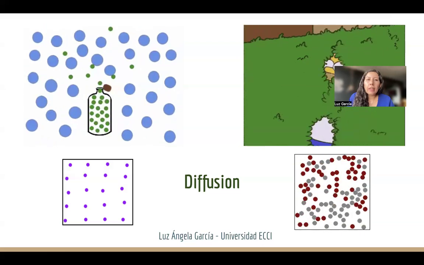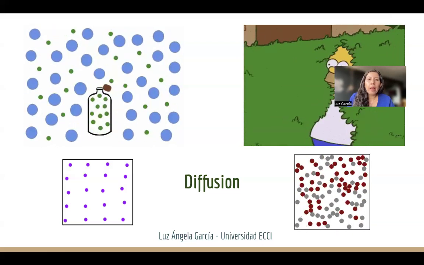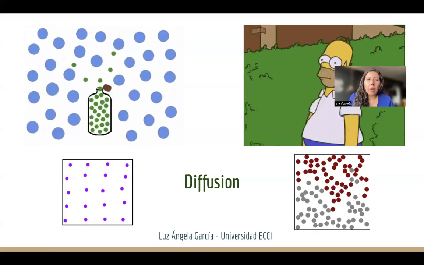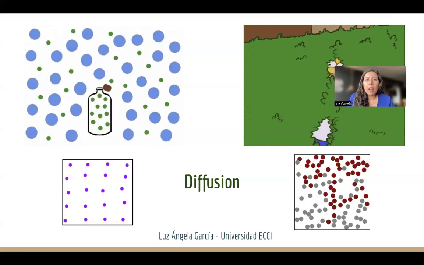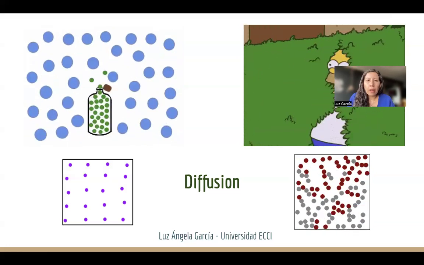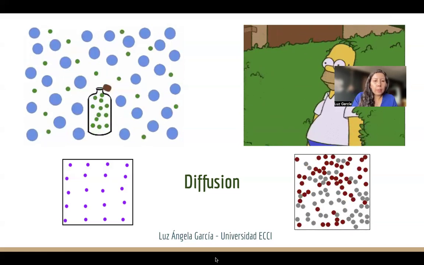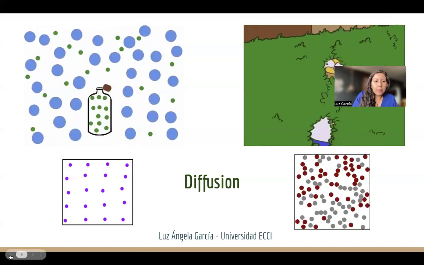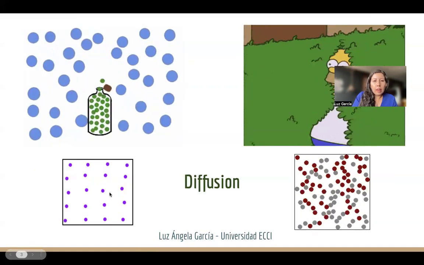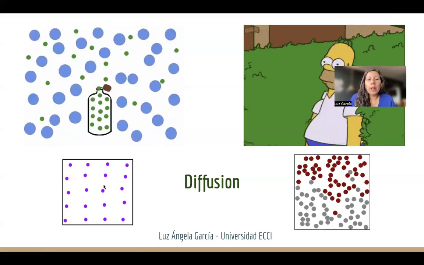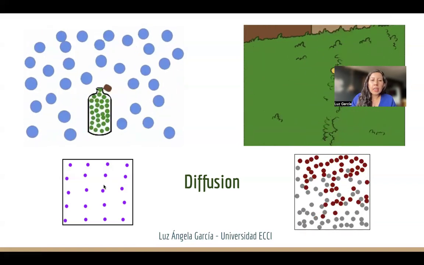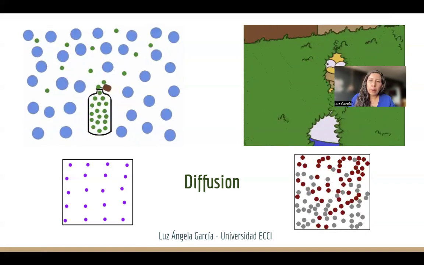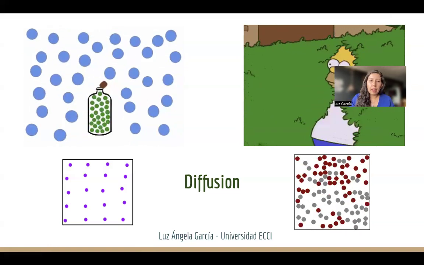And there is a diffusion coefficient, sigma, that defines how fast this process occurs. In particular, in the cartoon in the lower left panel, we see that the particles start very concentrated and then propagate inside this space.